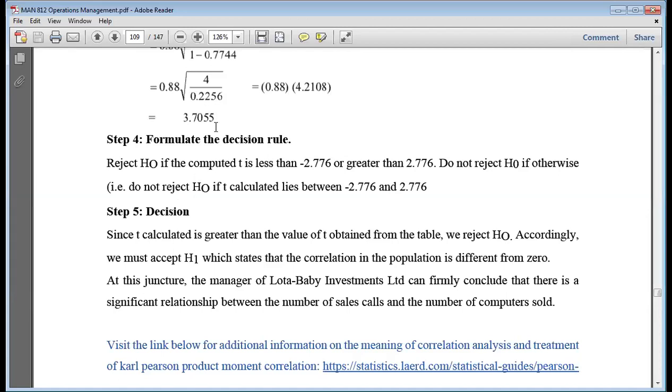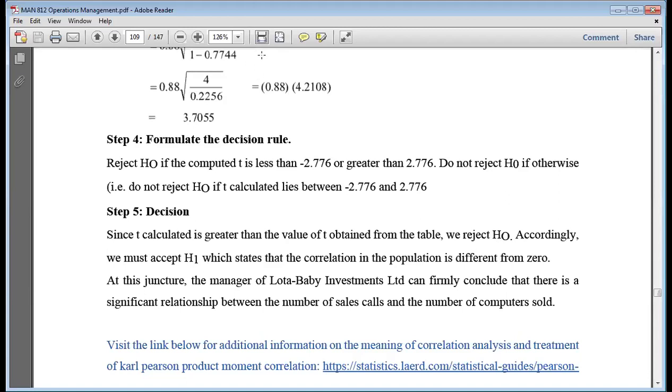But since this calculated one is greater than this table one, you now reject the null. Which means when you are rejecting the null, you will accept the alternate, which is H1. That is the decision we have made, because before you do this, you state all these things.